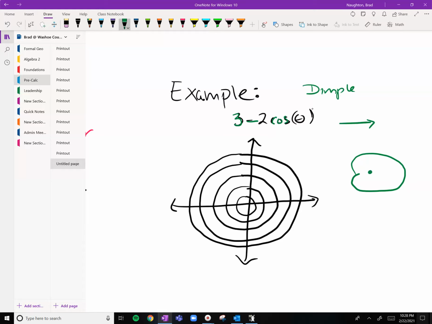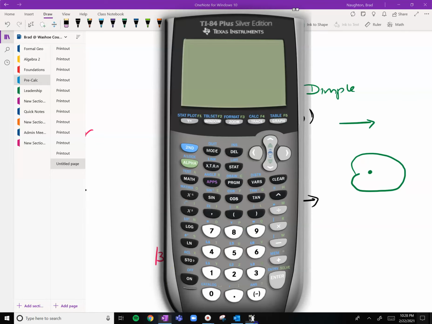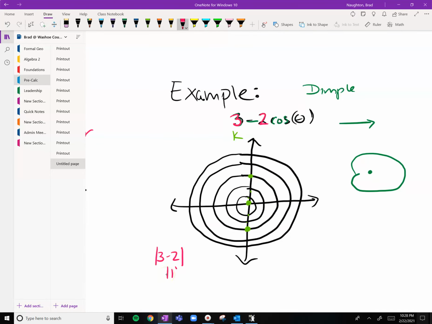So our pole is going to be inside. I like to put my pole right there, even though we're not going to use it. Okay, so this is my k. I'm still going to go up 1, 2, 3, and down 1, 2, 3. Those are going to be 3 points right there on our graph. So then how do I find my dimple? My dimple is going to be the absolute value of 3 minus 2. I just take this 3 and this 2, and that gives me 1. The absolute value of 1 is 1. So right here will be my dimple.